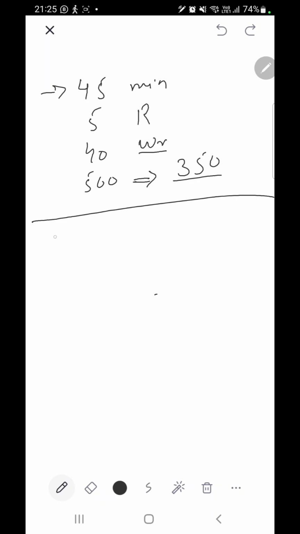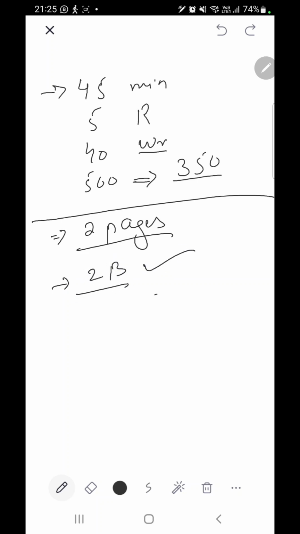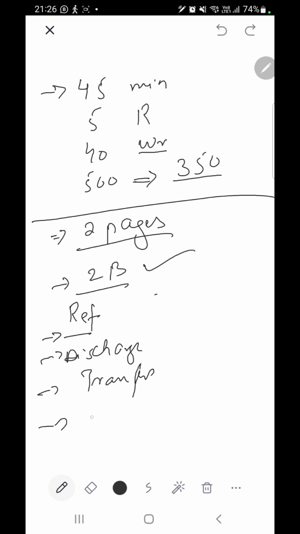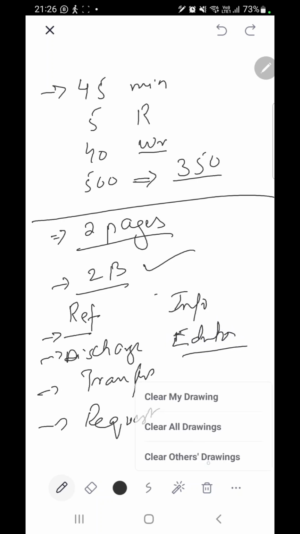And more important is that you will be given just 2 pages. No extra answer sheet will be given to you. You have to write your letter with a 2B grade pencil. It's important for you to understand. And we have different types of letters such as referral, discharge, transfer, which is almost the same as referral, request letter, information, and I would say education, and so on. So those are the types of letters we discussed.